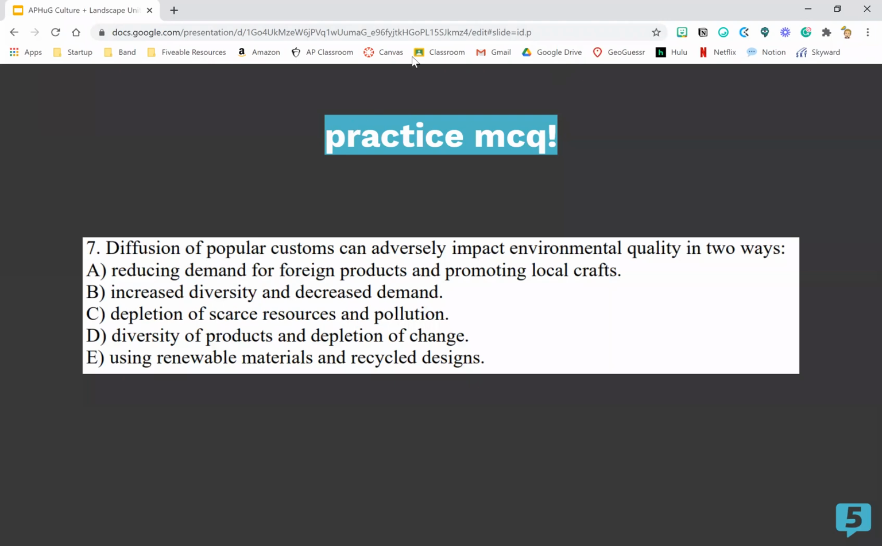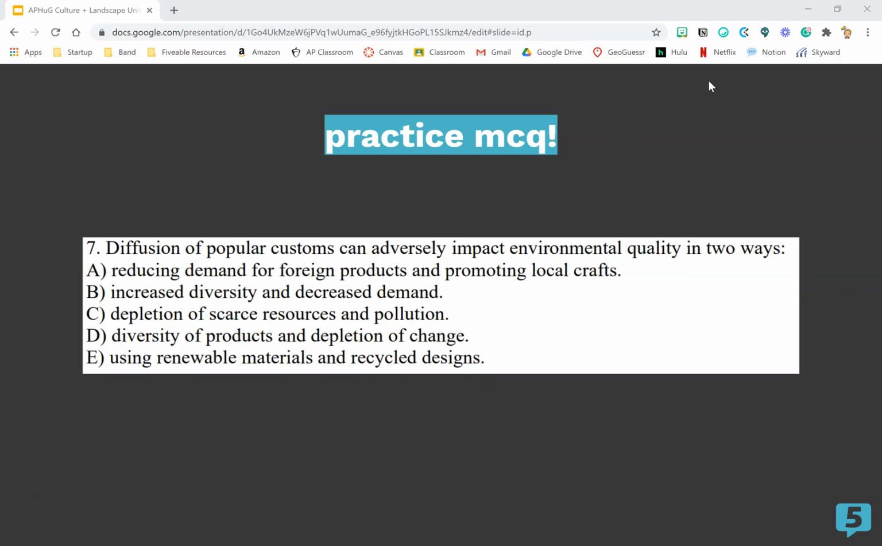So B would be increased diversity and resource and decreased demand. Well, with more people in pop culture, because pop culture is large by definition, it's going to have an increased demand. So let's not choose B. And then C, depletion of scarce resources and pollution. That sounds pretty okay, or at least correct to me. I mean, there are a lot of people, so we need a lot of resources like water and food and like pollution. A lot of people live in urban centers, so let's keep that one, but keep looking to see if anything's better.